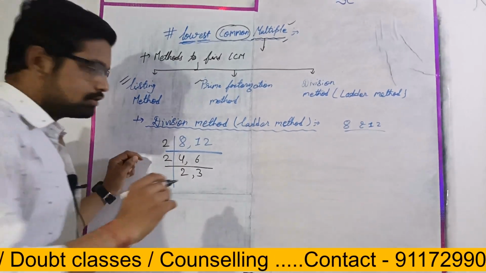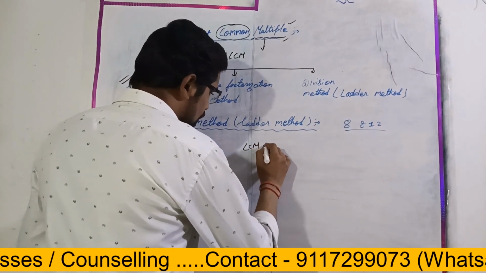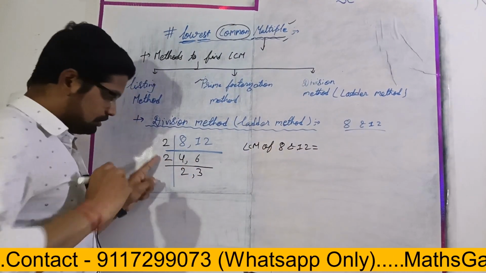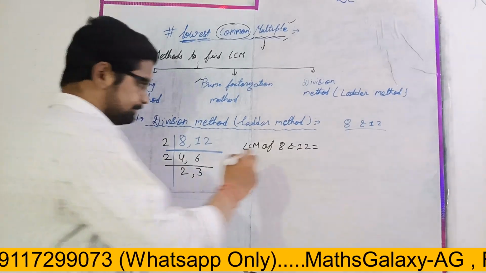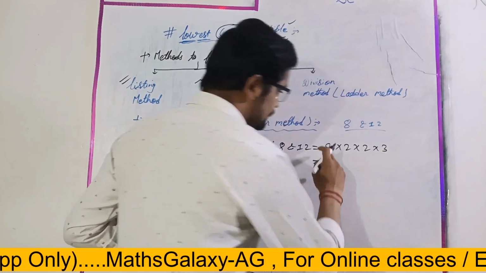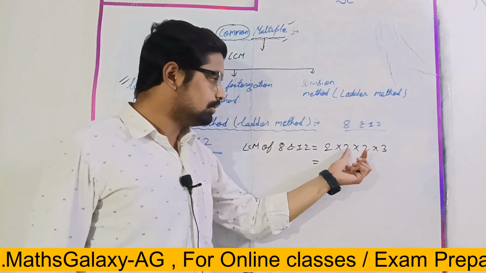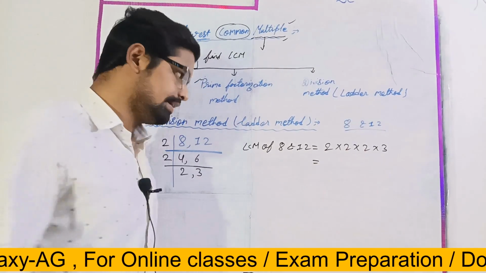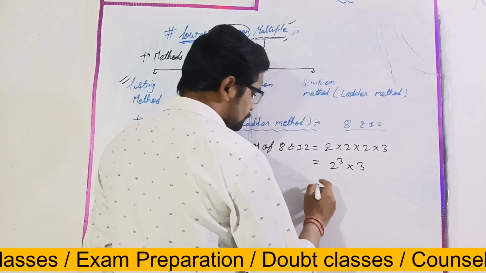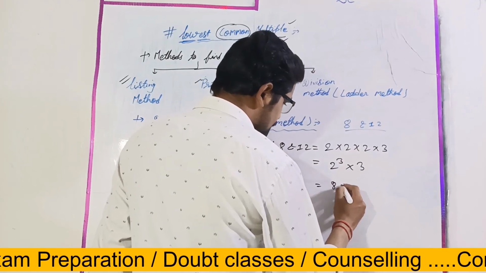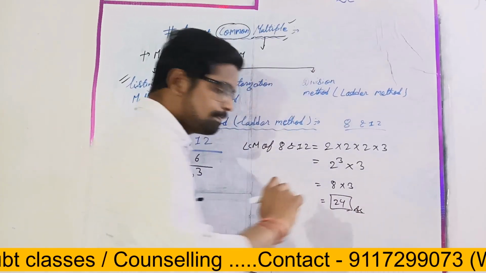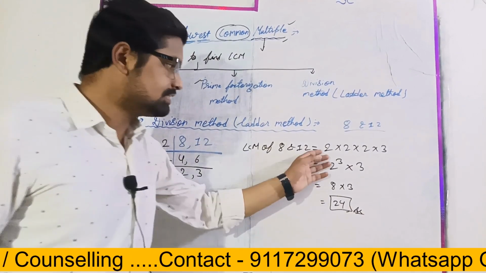So LCM of 8 and 12 will be 2 into 2 into 2 into 3. You can do it directly: 2 2s are 4, 4 2s are 8, 8 3s are 24. Otherwise you can do it like this: 2 to the power 3 into 3. Here it will be 8 into 3, so it will be 24. Is it clear? Always mention each and every step.